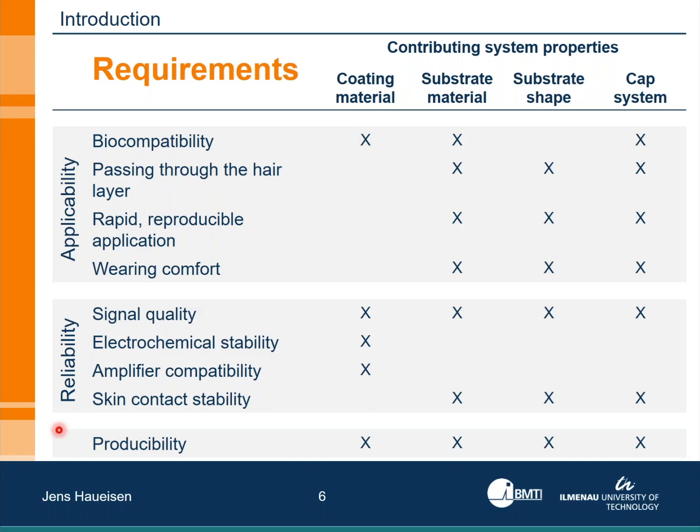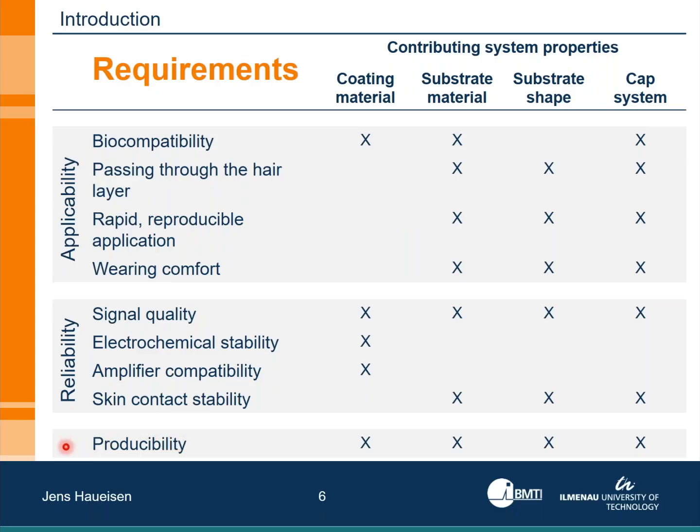The 30 minutes are not enough to go through all of the details, but when you see, for example, biocompatibility, something which we definitely want to have because it's required by law, this, of course, is a material point. That means coating material of electrodes as well as substrate material of electrodes as well as the cap system has some important role to play in this respect. For the passing to the hair layer, we of course need to make sure that the substrate material has a decent material type and shape, and the cap is supporting this, and so on. You can think of all of the different aspects here.